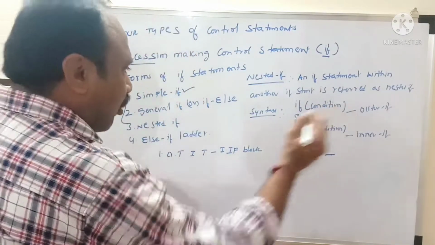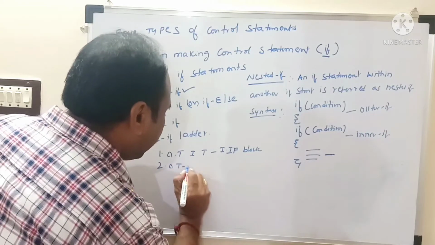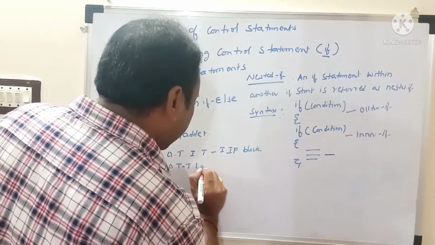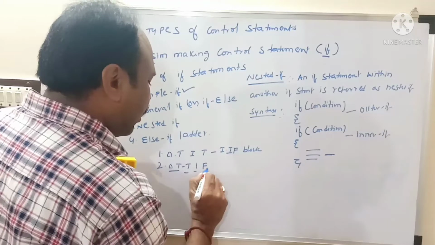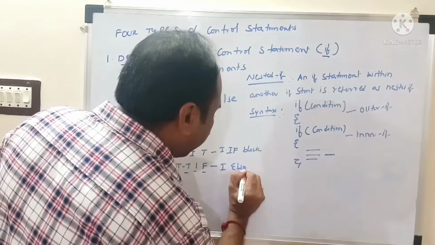Second case, outer if true, inner if false. Outer true, inner false, then the inner else block will be executed.